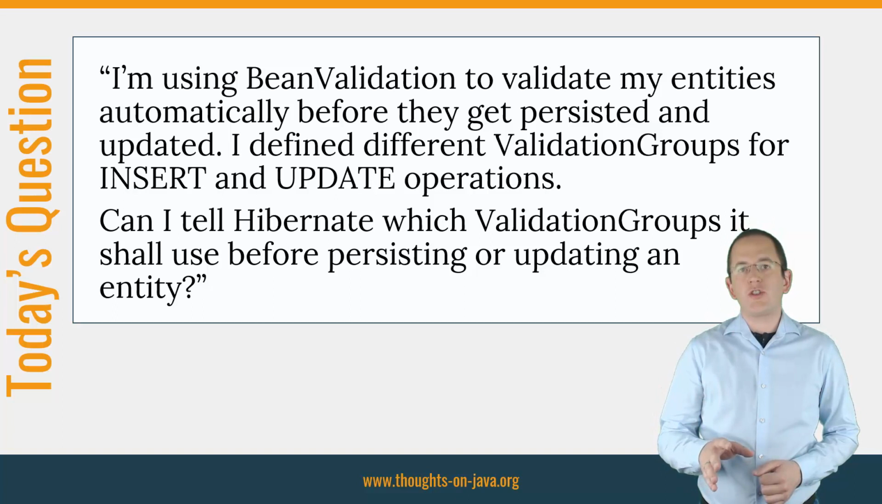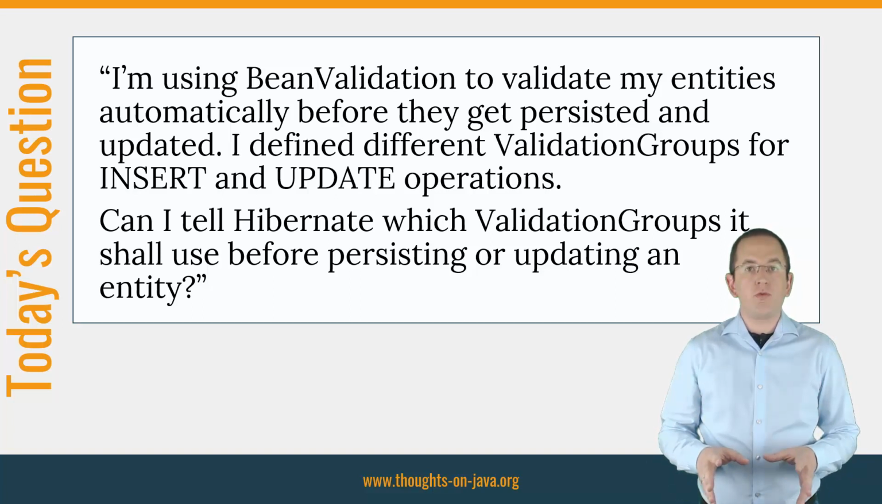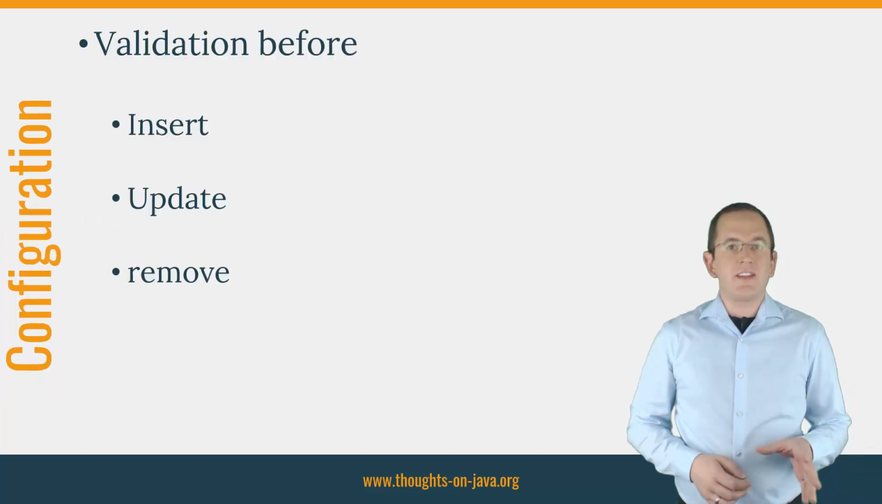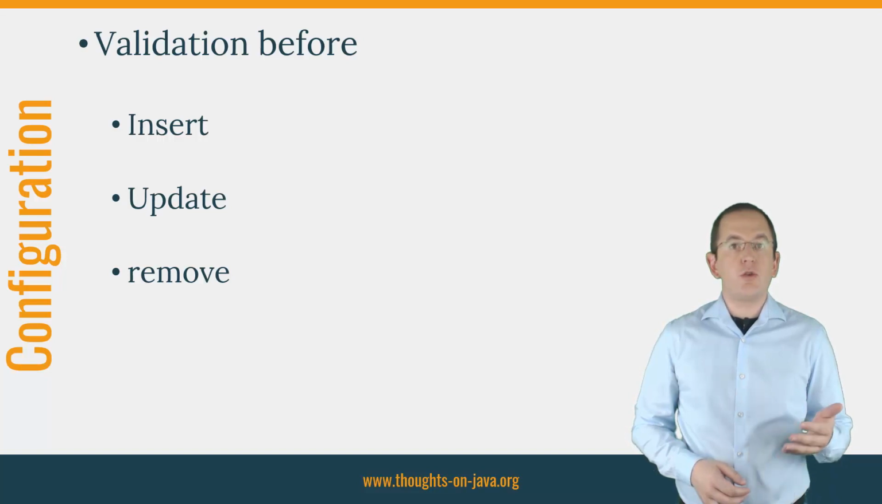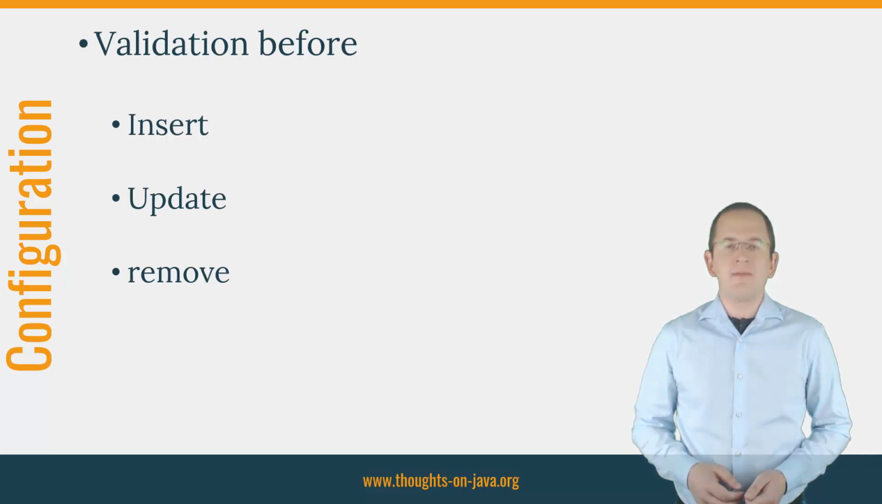So today's question is, I'm using bean validation to validate my entities automatically before they get persisted and updated. I defined different validation groups for insert and update operations. Can I tell Hibernate which validation groups it shall use before persisting or updating an entity? Yes, the JPA specification defines a set of configuration parameters to configure which validation groups shall be validated before performing an insert, update, and remove operation. Let's take a look at an example in the IDE.